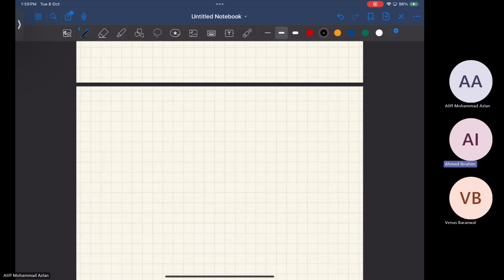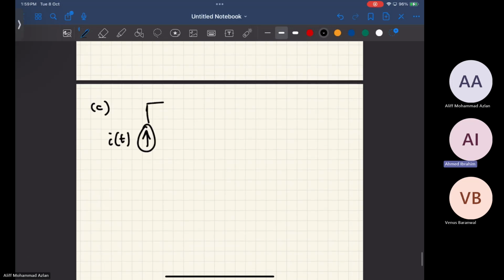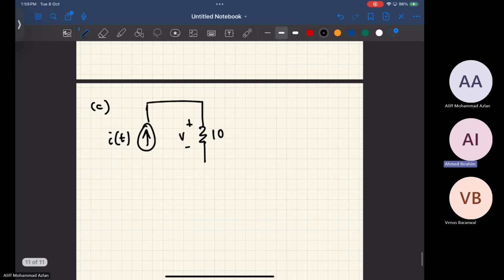Next part. So now we're given a circuit. We have the same source, and we have a 10 ohm resistor. We have a voltage across that resistor and 2 farad capacitor. And we're asked to calculate that voltage up to the 3rd harmonic.